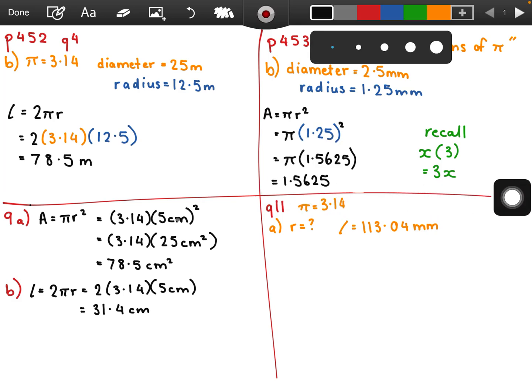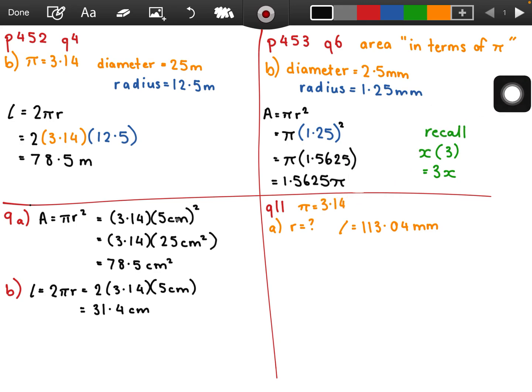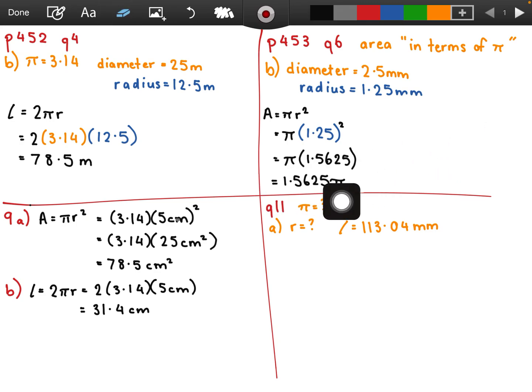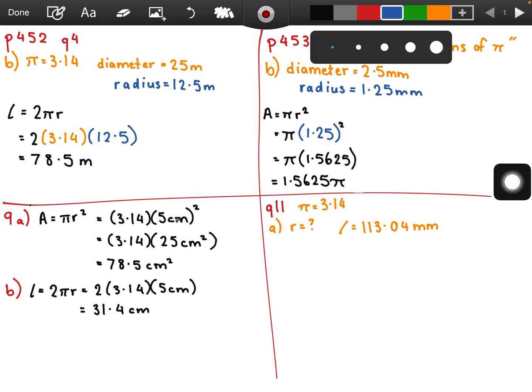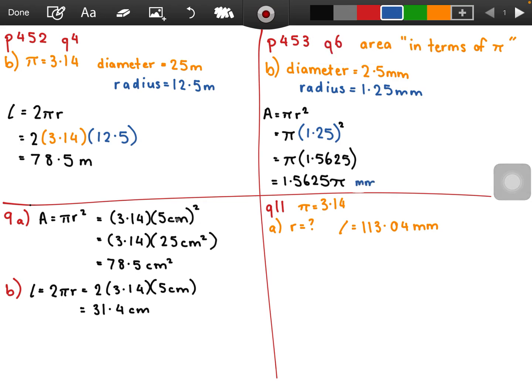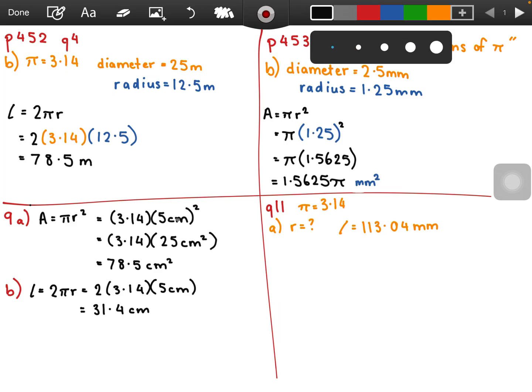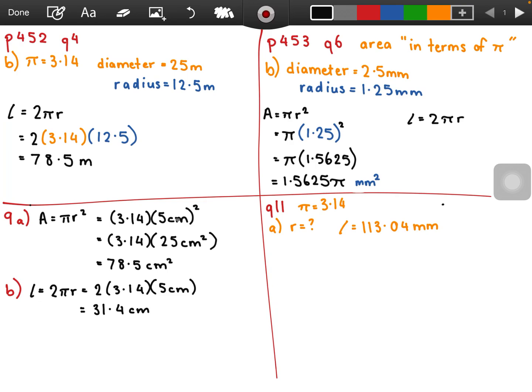So just recall in algebra, if I had x times 3, that's the same as 3x. It's the exact same here with pi. I can just write pi afterwards, and I know that that's multiplying the pi. Okay? So that is the area written in terms of pi. Now I still need to write down my units. So it's millimeters squared because it was area.